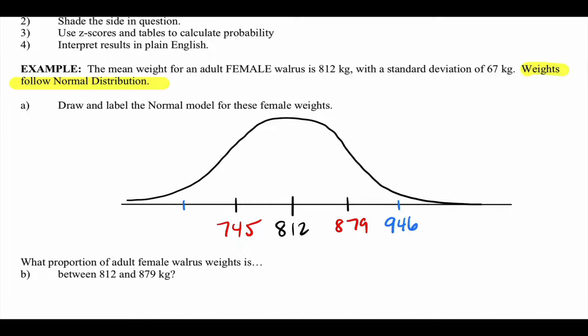You can take 67 times 2 and subtract it from 812, or you can just subtract another 67 from 745. It's the same thing. And you'll get 678. And then we got to go one more.